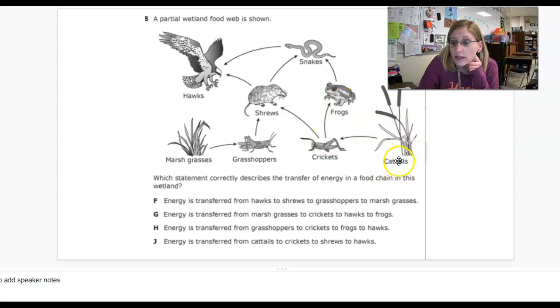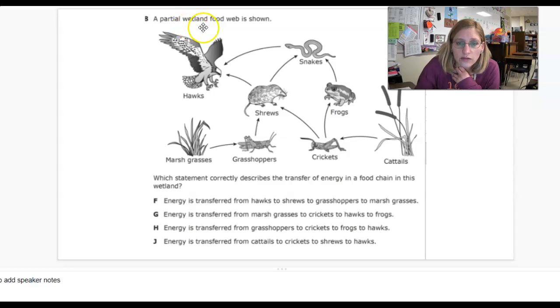So we have this one that has cattails. Cattails give energy to the cricket. The cricket gives energy to either the frog or the shrew. And the frog gives energy to the snake. And then the snake gives energy to the hawk. Or we could start out with the cattail that gives energy to the cricket, the cricket gives energy to the shrew, and the shrew gives energy to the hawk. See, there are multiple paths in the food web. Okay, let's read the question and talk about it.